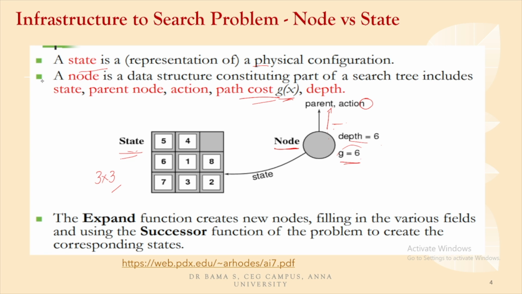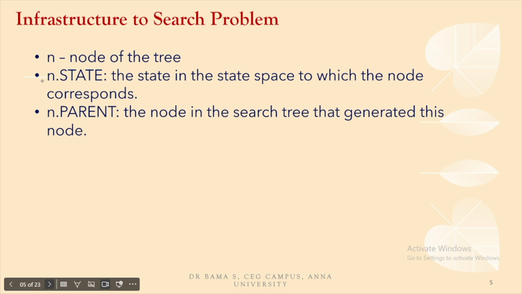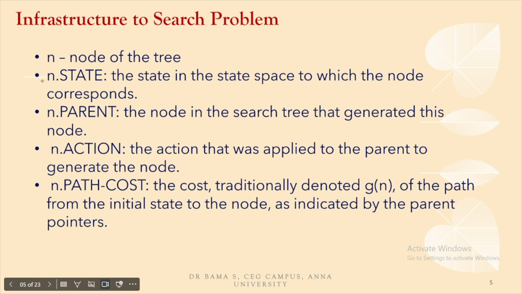In the previous algorithm we saw the expand function. The expand function creates new nodes, which means once we do an action it would go into the next few nodes, filling in various fields, and that is done by the successor function or the action. Now, the infrastructure for the search problem, again a continuation of that: how do we put it in terms of a variable? We call it n, a node, and n dot state is the state in the state space to which the node corresponds. Parent is the parent of that particular node, then the action from parent to that node, and the path cost.